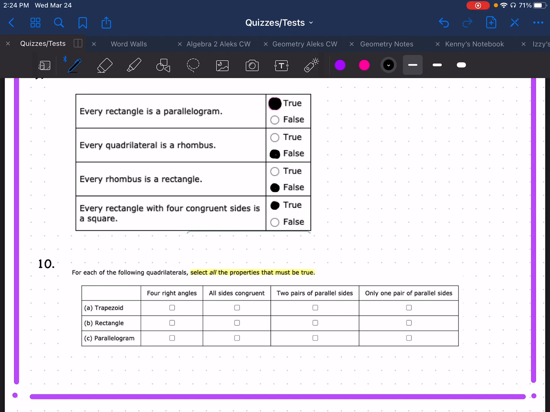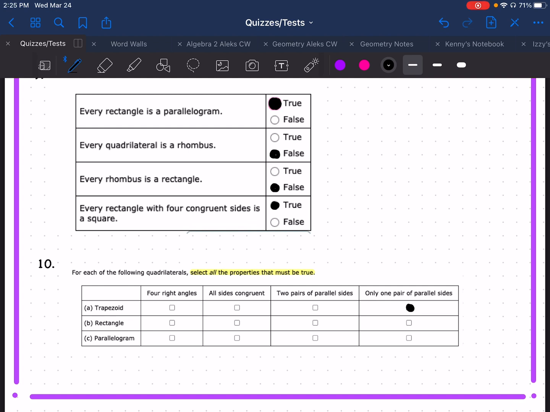A trapezoid. Four right angles? No. A trapezoid. All congruent sides? No. Two pairs of parallel sides? Not in a trapezoid. A trapezoid has only one pair of parallel sides, so that's the only one I'm going to click for the trapezoid.